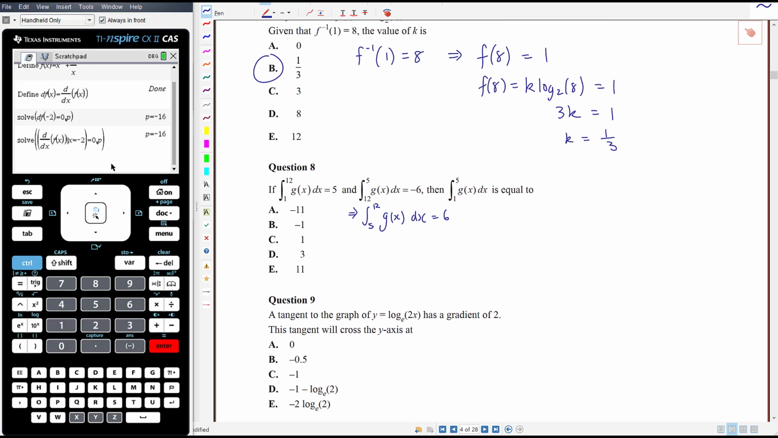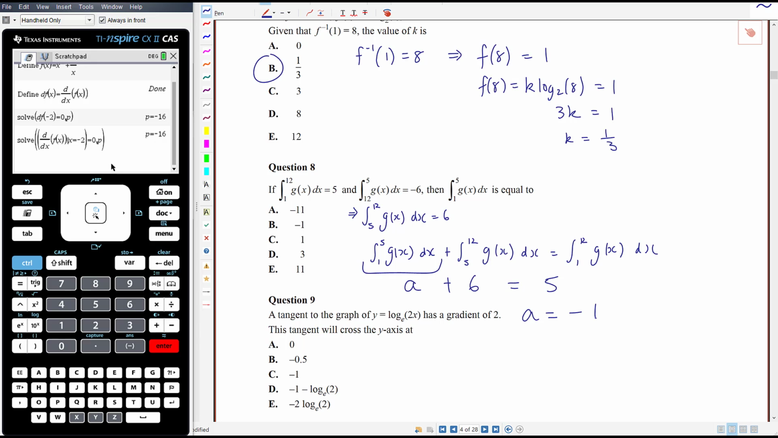And so therefore, the integral from 1 to 5 of g(x) plus the integral from 5 to 12 of g(x) will be the same as the integral from 1 to 12 of g(x). And this is what we're trying to find, that's the unknown. 5 to 12 we just worked out is 6, and that's going to equal 5. And so therefore the integral that we're trying to find, which I just called a nominally, has to equal -1. So B.